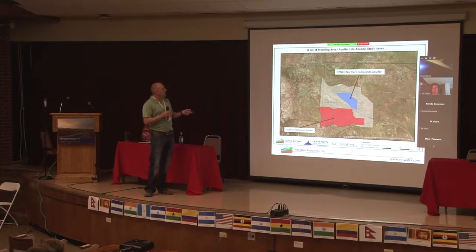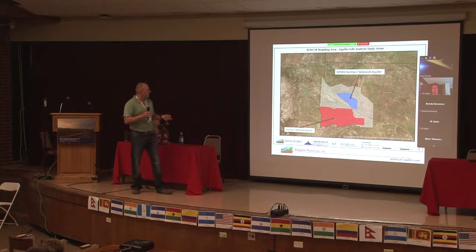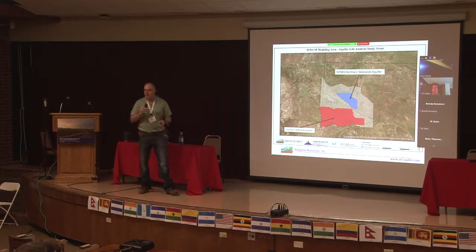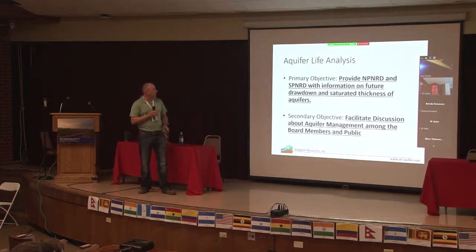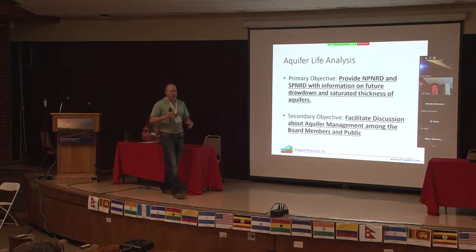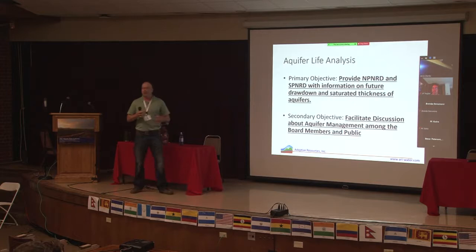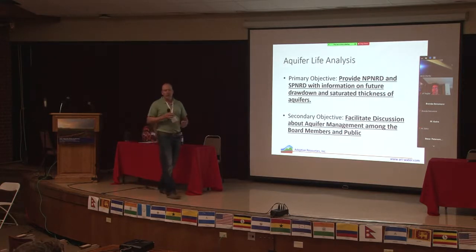The areas of focus were this northern tablelands aquifer, which I won't talk about in this analysis. I'll focus more on this southern tablelands. So here's Wyoming. Here's the Colorado border. Right here, this red area signifies the tablelands analyses that we did. And really, it's helping provide North Platte, South Platte NRD with information on what's the potential future drawdown and potential future saturated thickness of these aquifers.